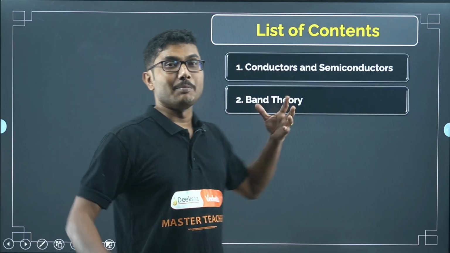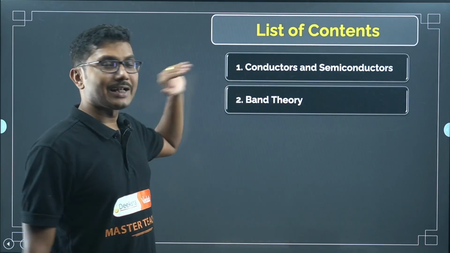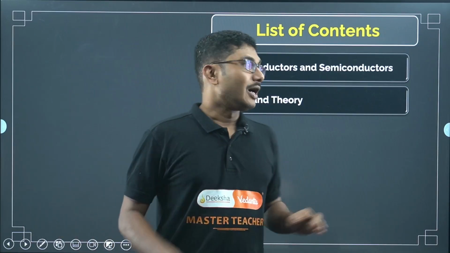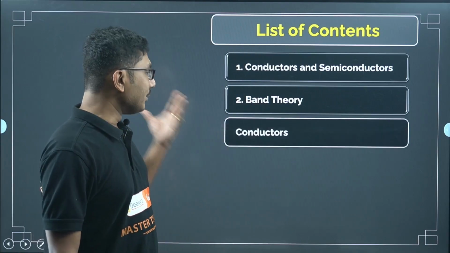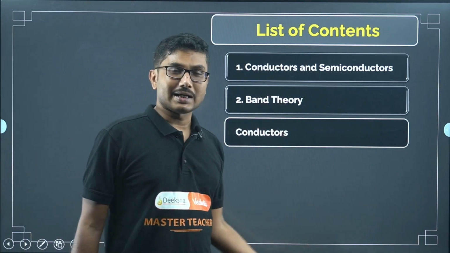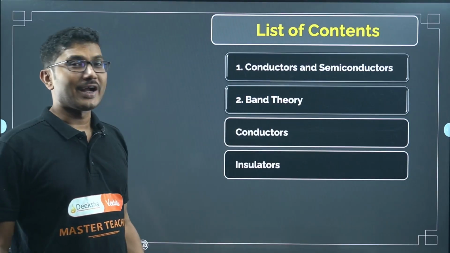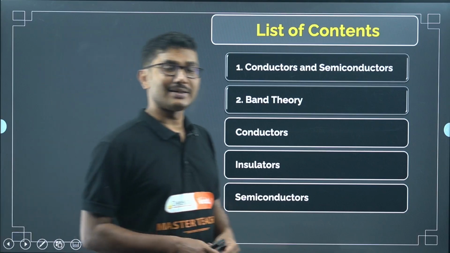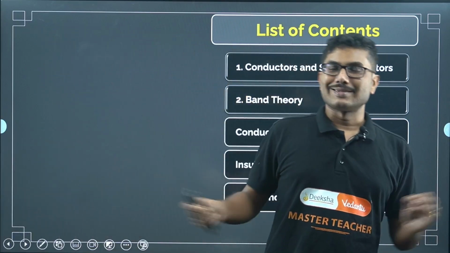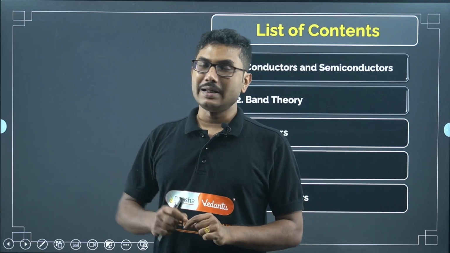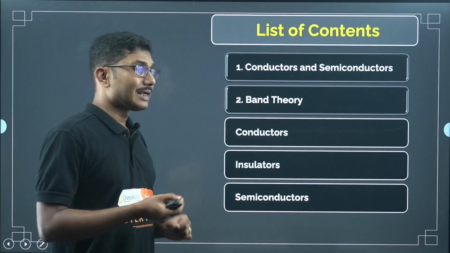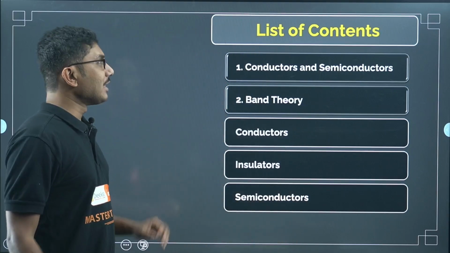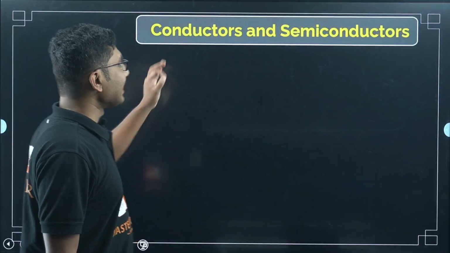Next, we will learn a completely new thing called band theory. Band theory, band energy, everything we will learn in this lecture. Then we will learn how to define a conductor based on band theory, how to define an insulator based on band theory, and obviously how to define a semiconductor based on band theory. We will conclude today's lecture on band theory, and we will start with different semiconductors from our lecture tomorrow. Right, so let's start without any delay: what are conductors and semiconductors?